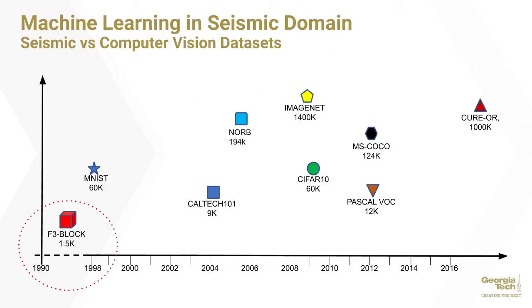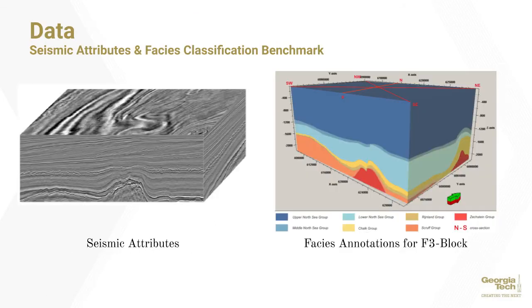In this work, we will take advantage of the F3 block. When compared with its natural image counterparts, it becomes clear the challenge that we face. For the F3 block, we have access to seismic attributes as well as facies annotations. Facies annotations are a stratigraphic interpretation and is a major component of seismic interpretation. It provides a view of the sedimentary layers and the depositional environments.